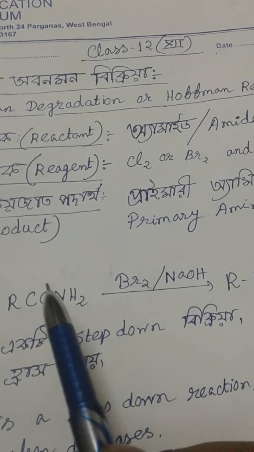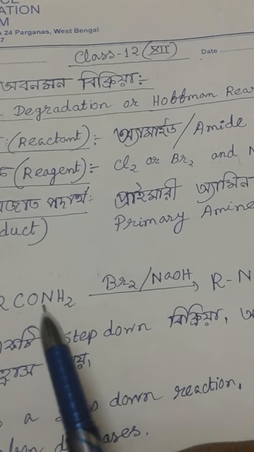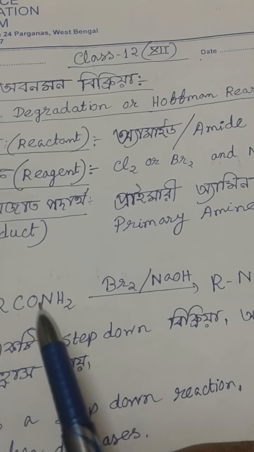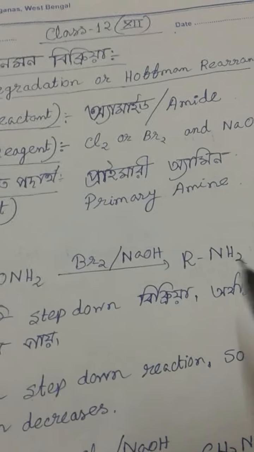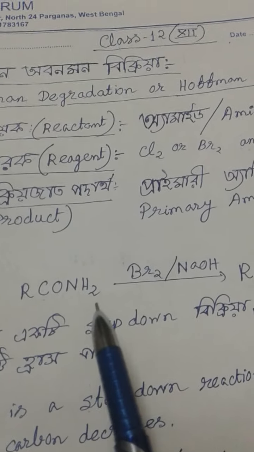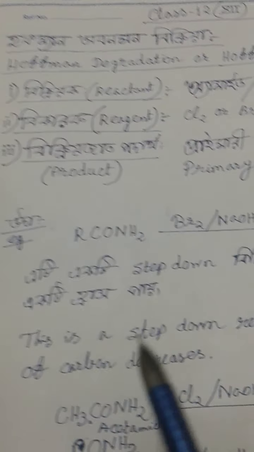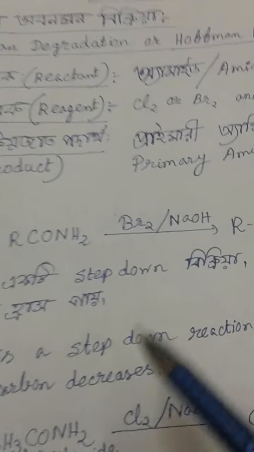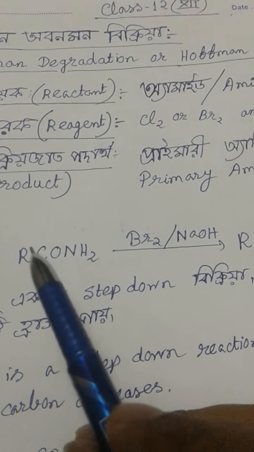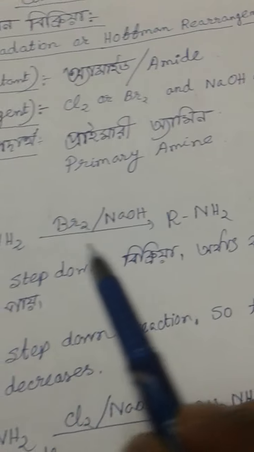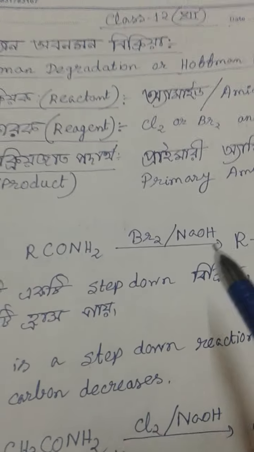So one carbon from the amide decreases, so this is named a step down reaction. The number of carbons decreases. The carbon from the amide group is lost, so it is a step down reaction.